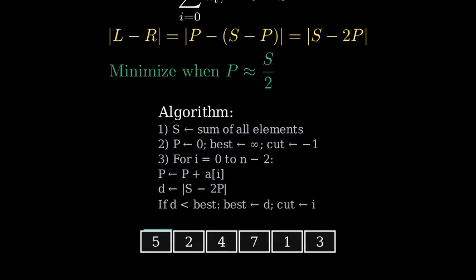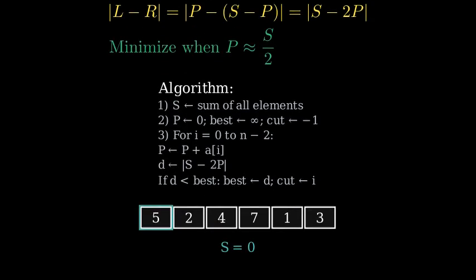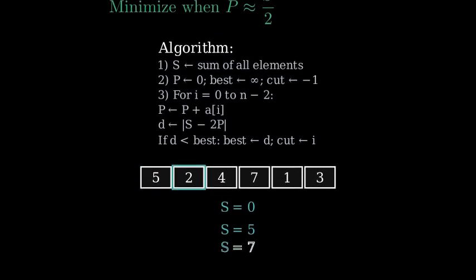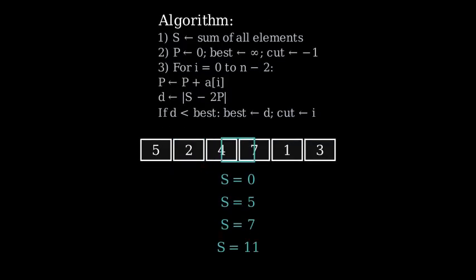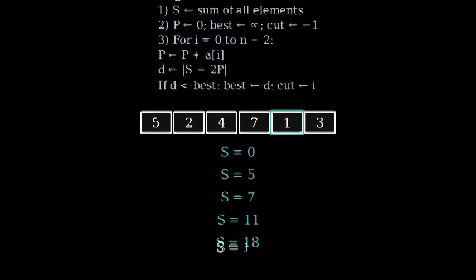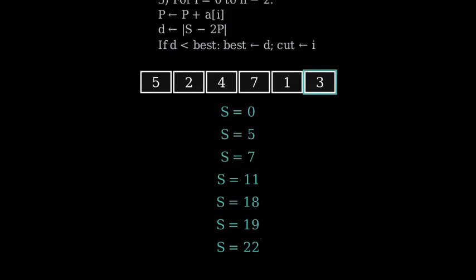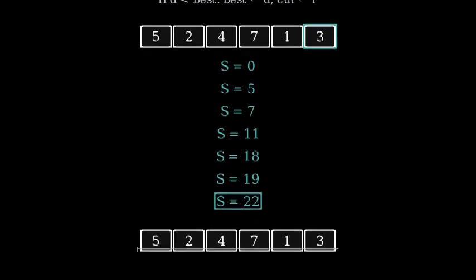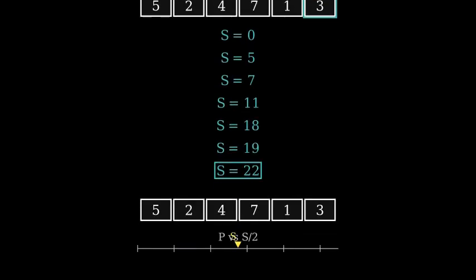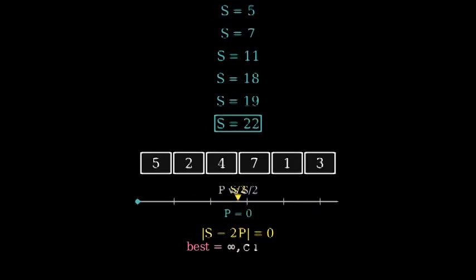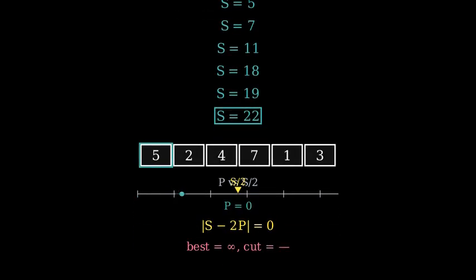Pass 1. We compute capital S. Watch the scanner move across the array and the running total update. Pass 2. Now we build the prefix P and evaluate the absolute value of S minus 2P at each cut. We mark the current best cut with a star.